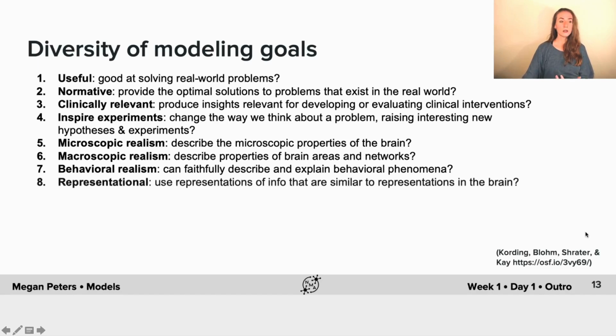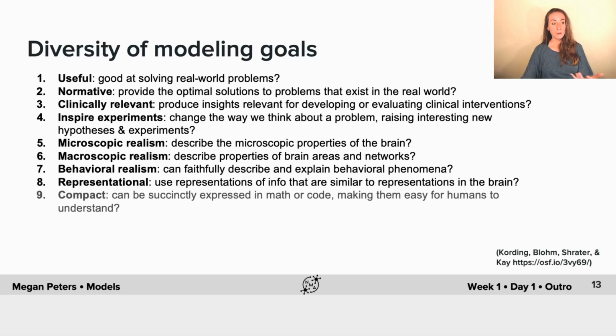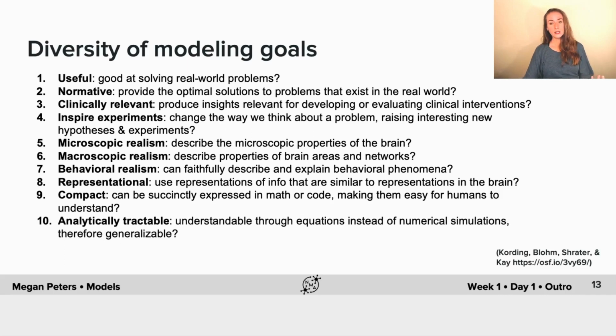You also might want your model to be representational. Some models aim to use representations of information that might be similar to the representations that are used in the brain. You also might want your model to be compact, to be succinctly expressible in math or in code. Maybe this makes it easier for humans to understand these models. You could instead want your model to be analytically tractable. Some models might be understandable through math equations instead of numerical simulations, and so maybe this is very attractive to you.